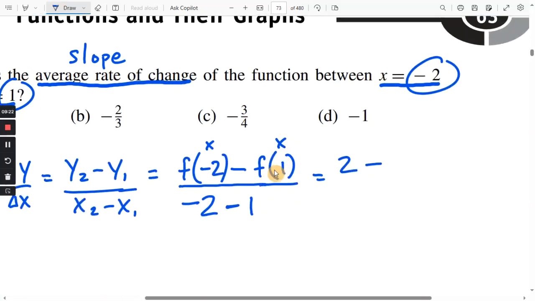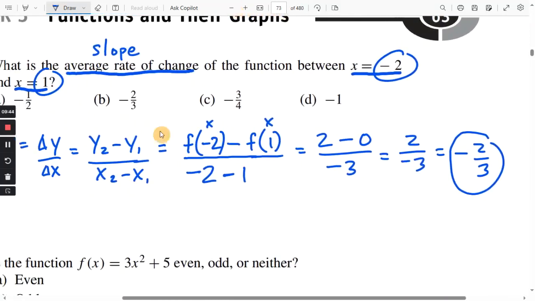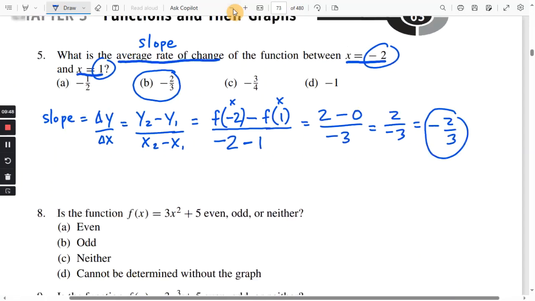So in place of f of 1, I'm going to put 0. -2 minus 1 is -3. 2 minus 0 is 2. That's divided by -3. Typically, we don't leave the negative in the denominator, so it's just -2/3. And that is answer B, -2/3.